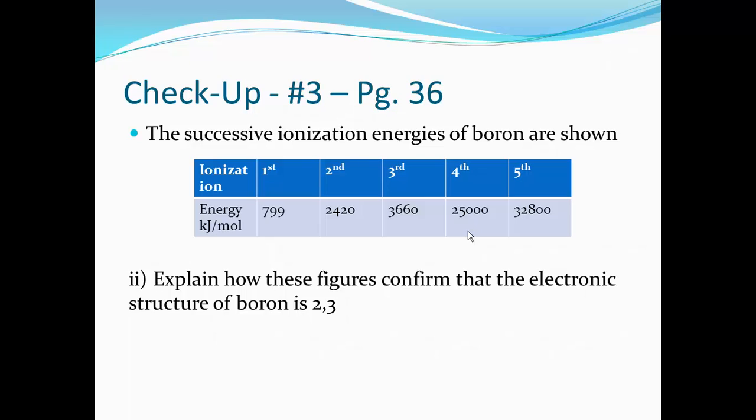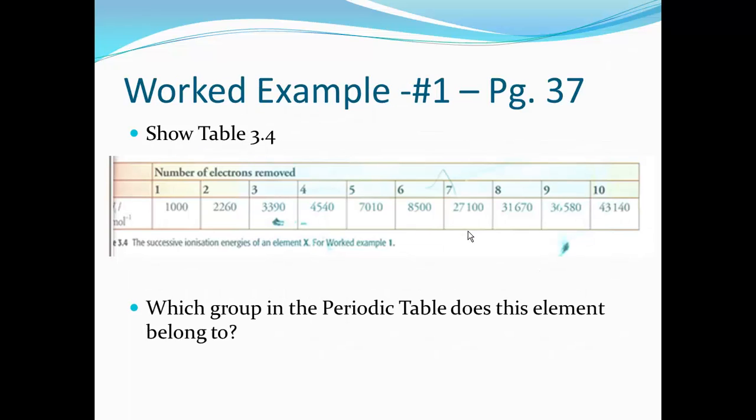Alright, explain how these figures confirm that the electron structure of boron is 2-3, meaning that it has 2 electrons in the first shell and 3 in the outer shell. So you can look at the third energy level. It takes removing 3 electrons to make a full shell of 2. So that confirms that the big jump is between the third and fourth, and that will show that it takes 3 electrons to remove.